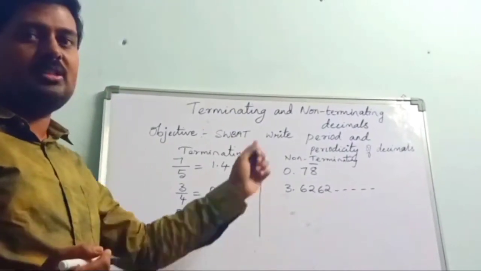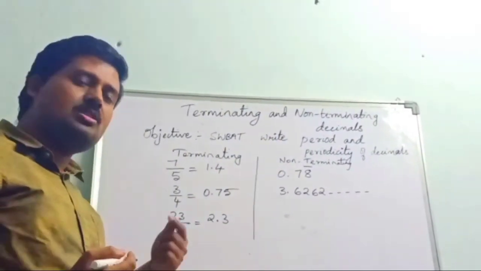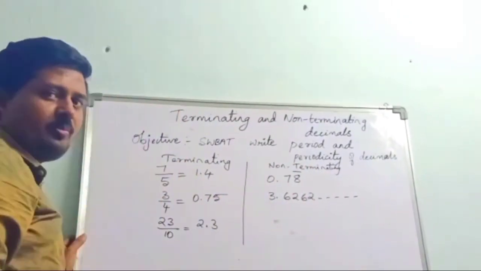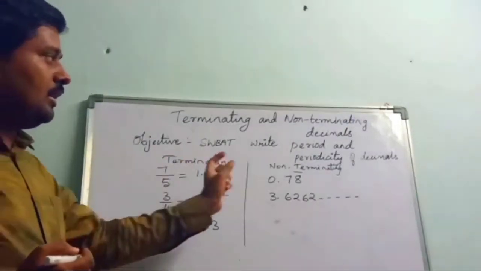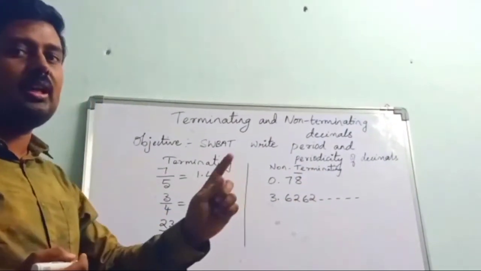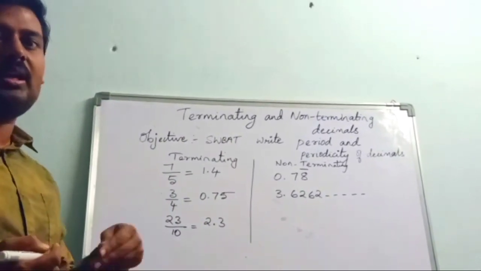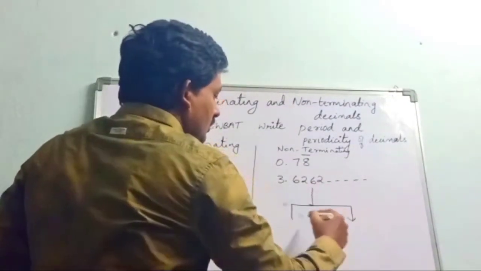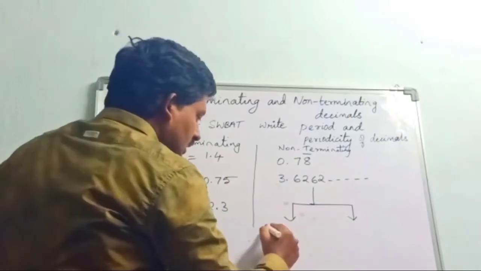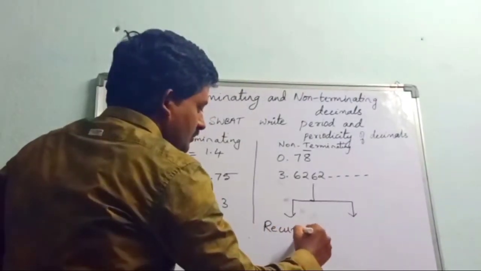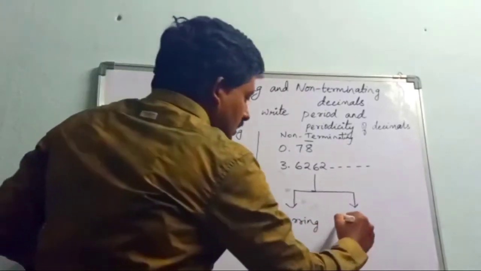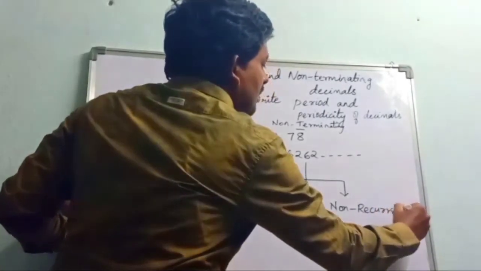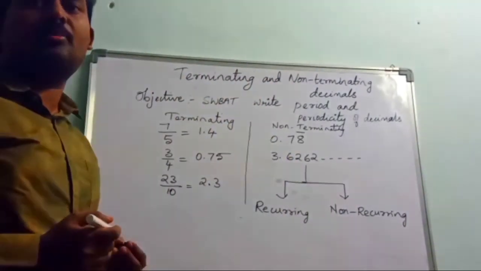Now coming to the topic of period and periodicity. What is period and what is periodicity? Here if you see, non-terminating only are the things which have period and periodicity. Non-terminating decimals in which repetition is there, that is nothing but they are recurring decimals. These are divided into two. The first one is recurring decimals. The second one is non-recurring, that means they are not repeating.